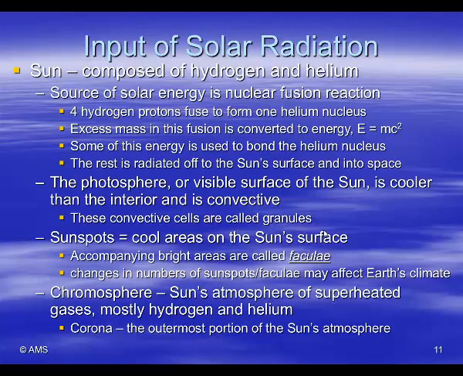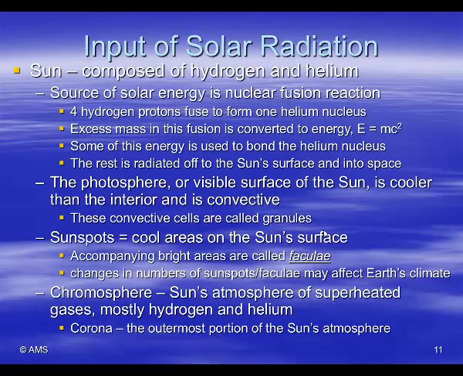The visible surface of the Sun, which we call the photosphere, is cooler than the interior, and it is convective. So in the center of the Sun we have very hot fluid. It moves out towards the outside edges of the Sun, and the cool outside edges come into the center again, and we have this convection going on. These convection cells are called granules.